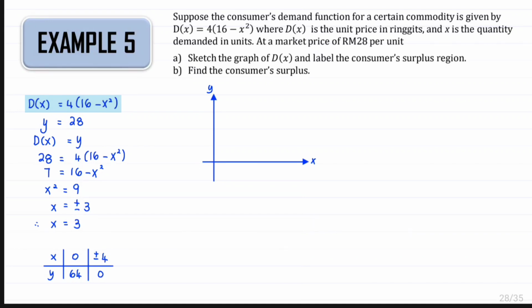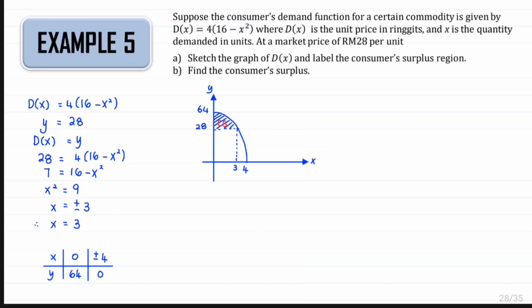We know that the demand function is a decreasing function. So we sketch this decreasing curve at the x and y intercepts. So x is 4 here and this one is 64. And we have the point (3, 28). So this one is 28, and this is 3. So our consumer surplus region is here. So this region is CS.